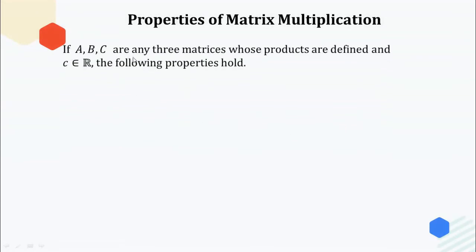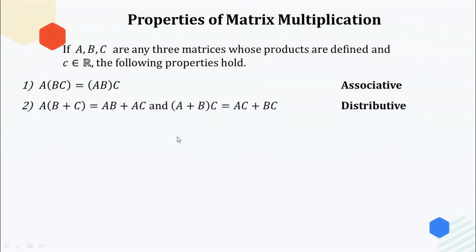If A, B, C are any three matrices whose products are defined and c is an element of the real numbers, the following properties hold. First, A times (B C) is also equal to (AB) times C, which is the associative property. And then A times (B plus C) is also equal to AB plus AC, and (A plus B) times C is also the same as AC plus BC, from the distributive property.